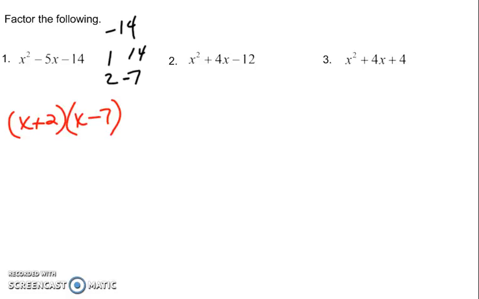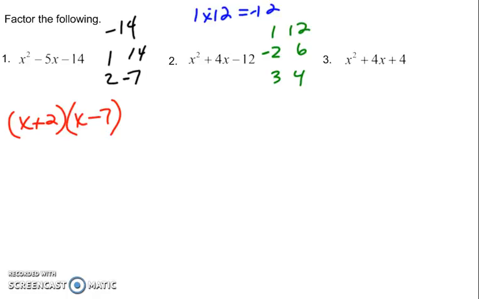If I want to do number 2 by grouping, I'm going to multiply 1 times 12 and get 12. So I need two numbers that I can multiply to get 12 and add to get positive 4. So if I write the factors of 12, 1 and 12, 2 and 6, 3 and 4, knowing one of them has to be negative, and I have to get a positive 4. So this is going to be negative 2 and positive 6.